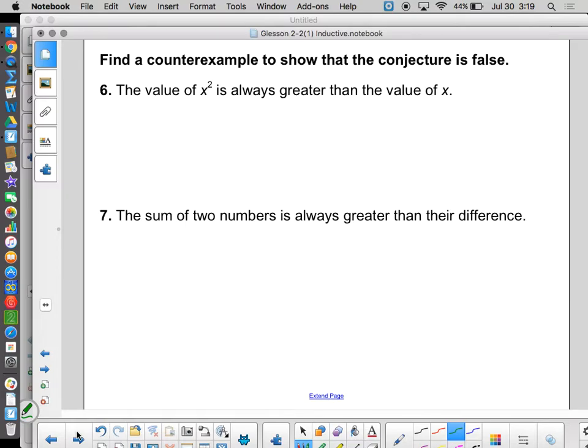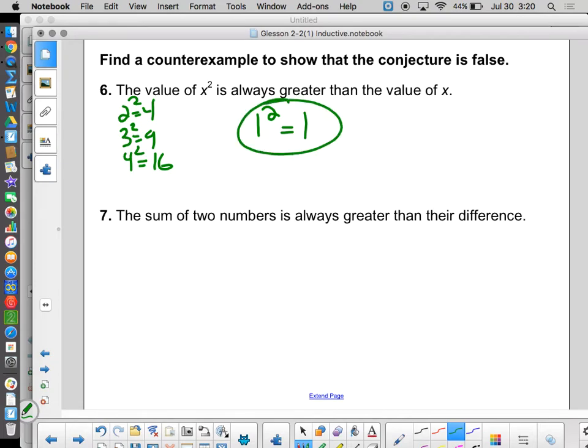Provide counterexamples for these. The value of x squared is always greater than the value of x. Well, again, when I look at my initial examples, I say, well, 2 squared is 4, and 3 squared is 9, and 4 squared is 16. Oh, yeah, the square is always bigger, but let's check my lovely counterexample numbers. Which one would you like to try? How about 1? 1 squared is 1. Is 1 greater than 1? Well, no, it's not. So, the value of x squared is always greater than the value of x? That's false. Here would be my counterexample.